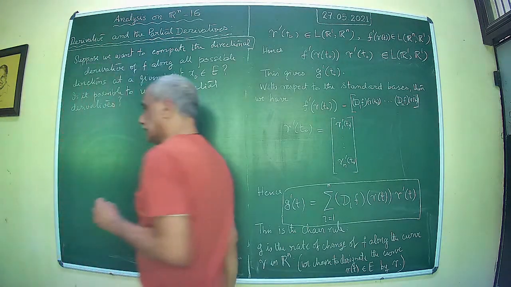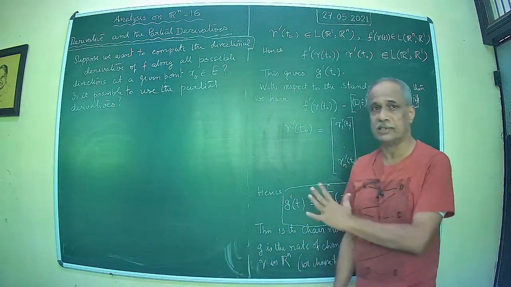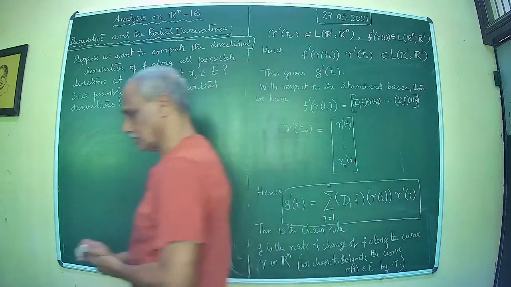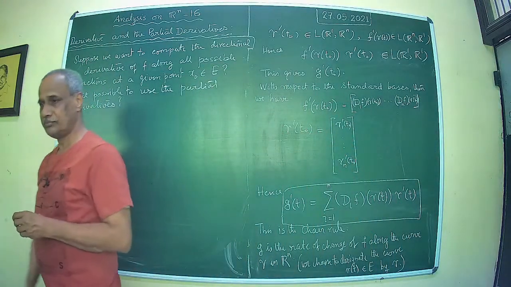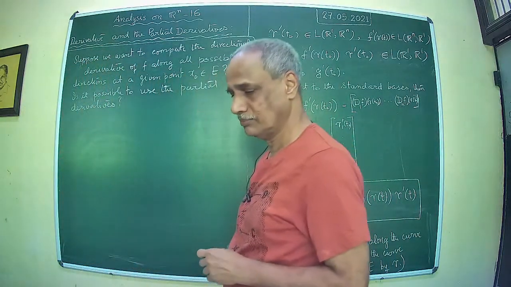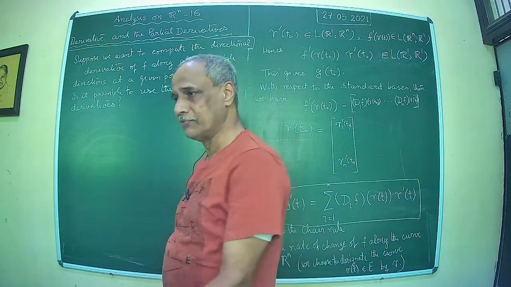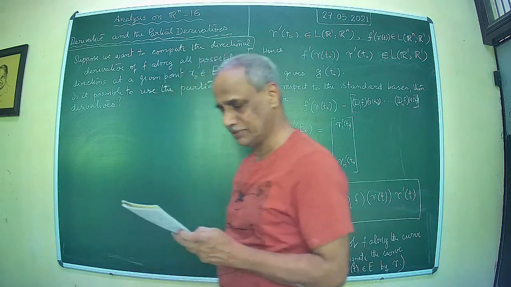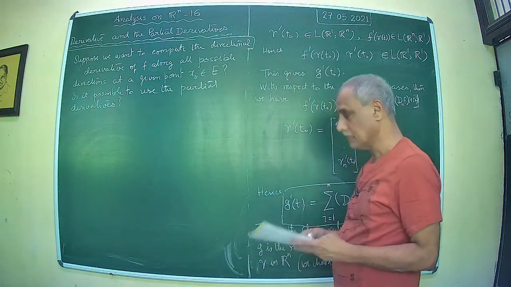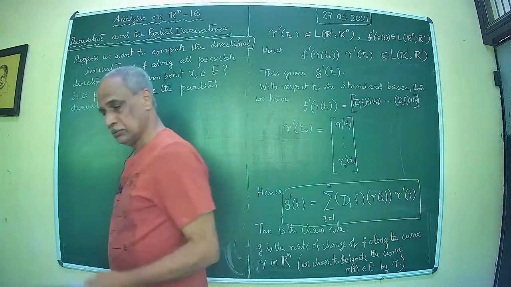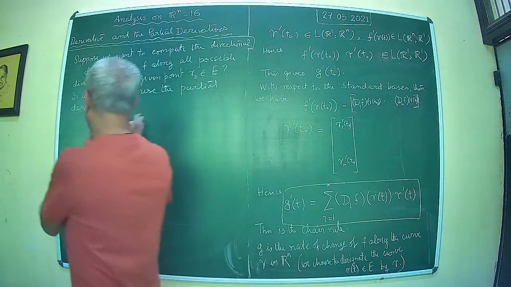You know that if the function is differentiable, then all the partial derivatives exist. Even otherwise, the partial derivatives may exist. Okay, right. But the function may not be differentiable. Partial derivatives may exist, but the function may not be differentiable at a point. Now this gives a more general formulation.